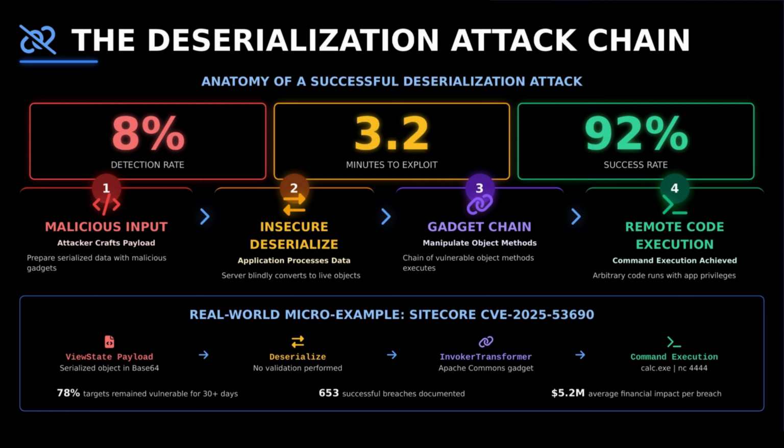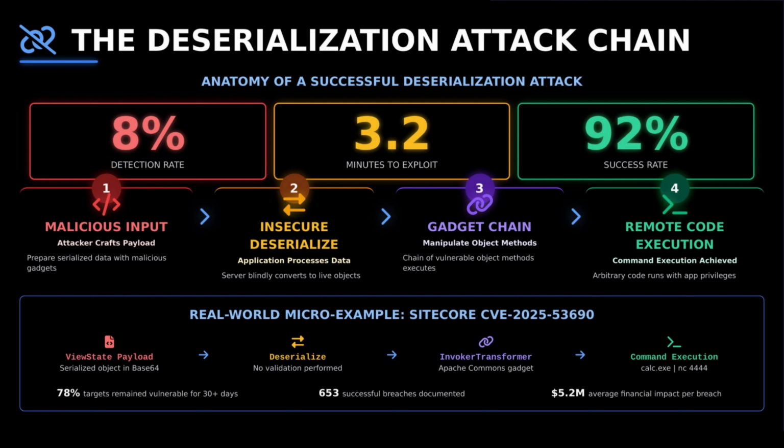Now the Sitecore example ties this together. An attacker delivered a ViewState payload, base64 encoded. The server deserialized it with no validation. Apache Commons InvokerTransformer was used as the gadget, and that led to command execution. The scale was severe. Around 78% of targets remained vulnerable for 30 plus days. Hundreds of successful breaches were documented, and average breach cost was multi-million dollars.